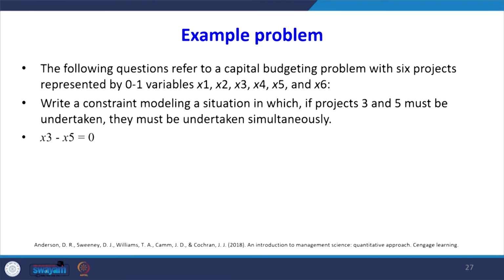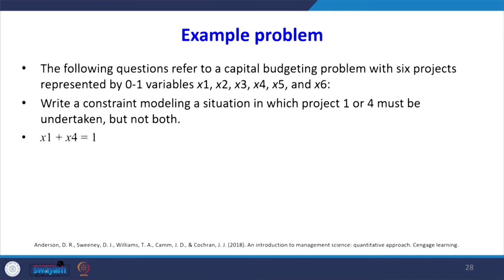Okay. So, what you have to write? X3 equal to X5. So, otherwise X3 minus X5 equal to 0. What is the meaning simultaneously? When you go for X3, then X5 also should be there, then only you will get 0. If it is 0, this also should be 0. This is another way.